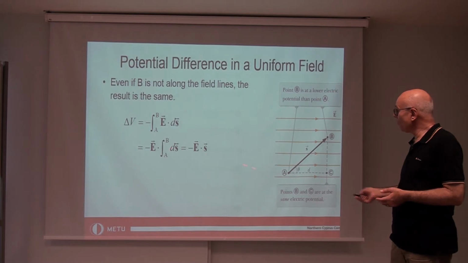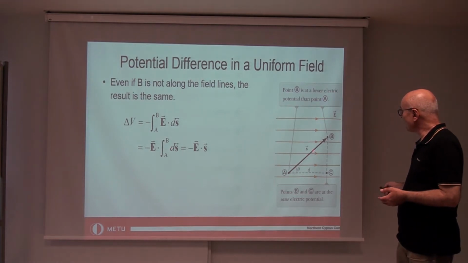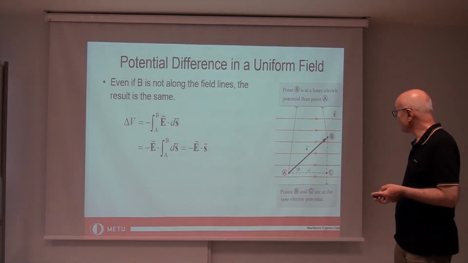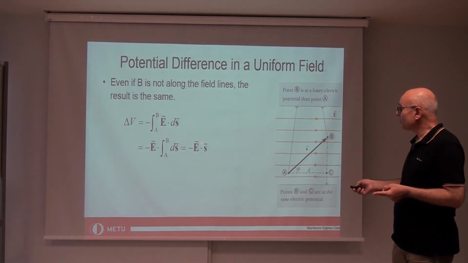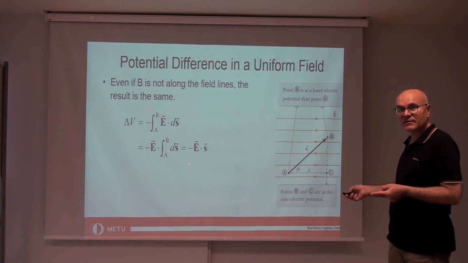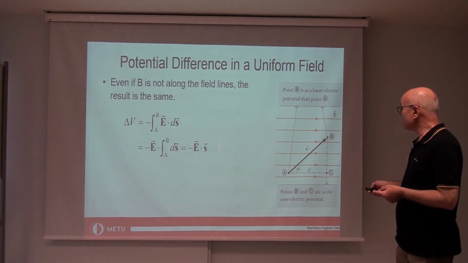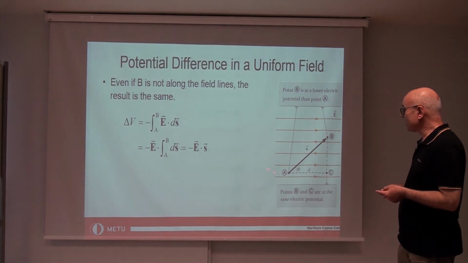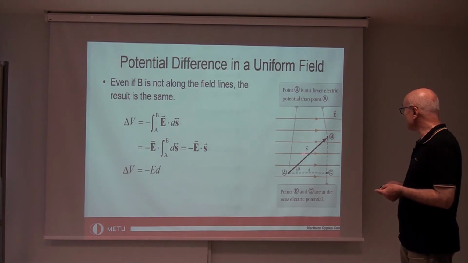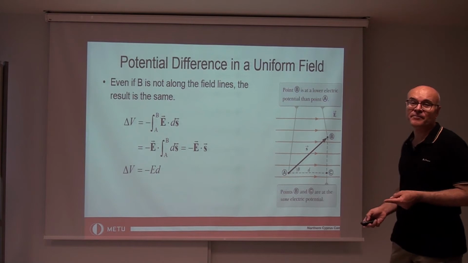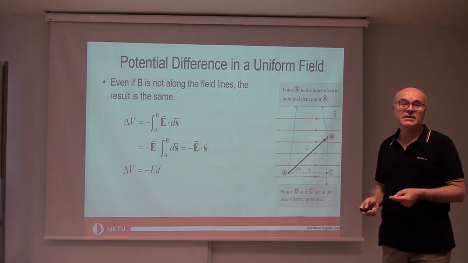It is the sum of all these displacements. What is the sum of all these displacements? Now this is a sum of vectors, vector displacement. It is just the total vector. So it is minus E dot s. But what is minus E dot s? It is the magnitude of E, magnitude of s, cosine the angle between them. And what is s cosine this angle? It is just d. So the result is again delta V is equal to minus Ed.